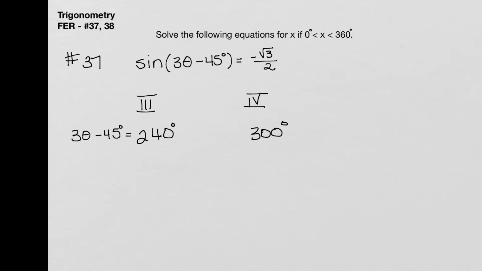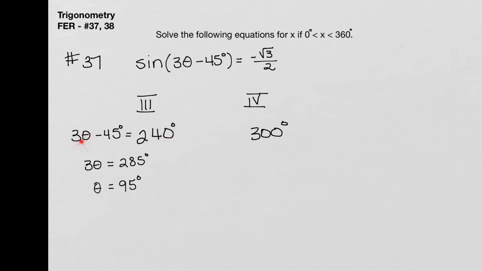So 3 theta minus 45 degrees equals 240 degrees. That means 3 theta equals 285 degrees. And dividing by 3 gives me 95 degrees. Okay, but when you have a multiple of an angle, you're not just going to get one solution from this angle that we had.